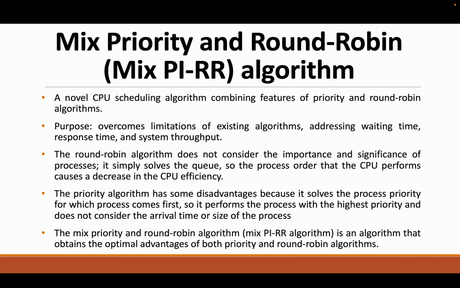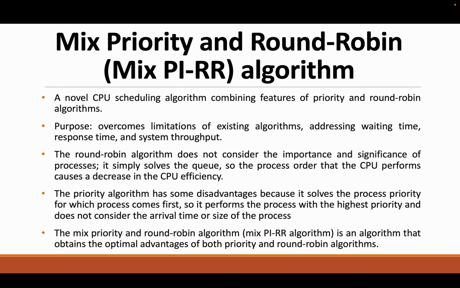Here is the first algorithm that we worked on. It is the mixed PIRR algorithm. It is a novel CPU scheduling algorithm that combines features of priority and round robin algorithms. The purpose of this CPU scheduling algorithm is to overcome limitations of existing algorithms, addressing waiting time, response time, and system throughput. The round robin algorithm does not consider the importance and significance of processes.